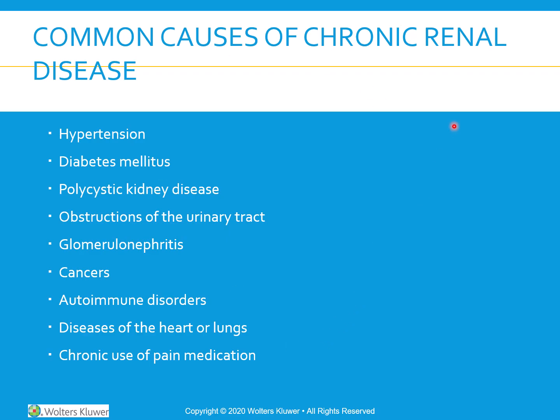So some common causes of chronic renal disease. Hypertension and diabetes are the most common causes in the United States. So hypertension, diabetes right here up on top. Polycystic kidney disease is another. We'll talk about that in the next unit. Also, people with chronic obstructions of the urinary tract that are starting to cause that kind of pressure and overall destruction of nephrons. Glomerulonephritis, we'll talk about that as well in our kidney unit. Cancers, especially cancers of the kidney. Autoimmune disorders like lupus can also cause renal disease. Diseases of the heart or lungs that reduce either blood flow or oxygen to the kidneys. And then people who chronically use pain medications like NSAIDs can also develop chronic renal disease.